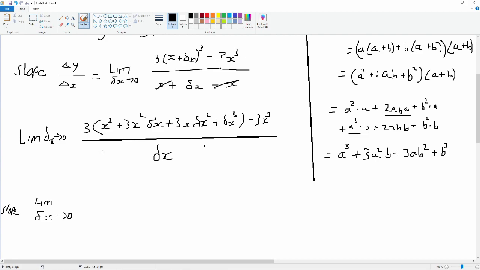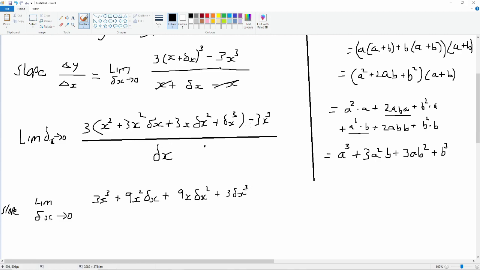So 3 times x cubed is 3x cubed, plus 3 times 3x squared delta x will be 9x squared delta x, plus 3 times 3x delta x squared would be 9x delta x squared, plus 3 times delta x cubed.